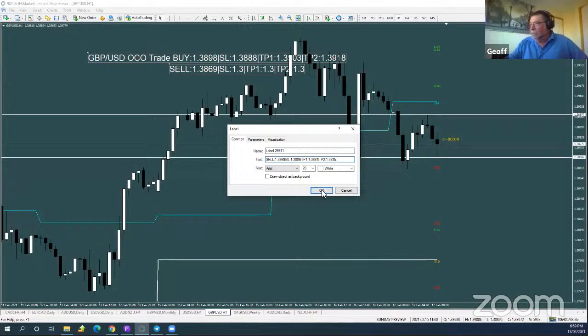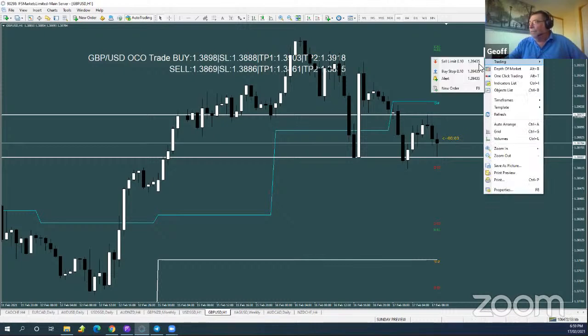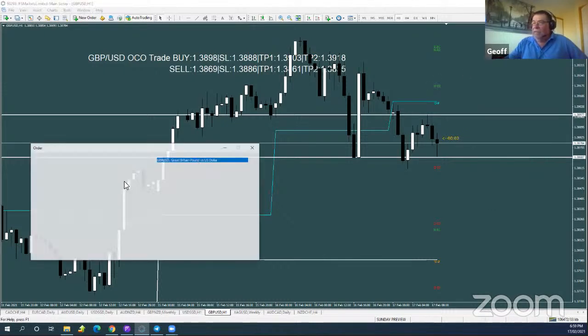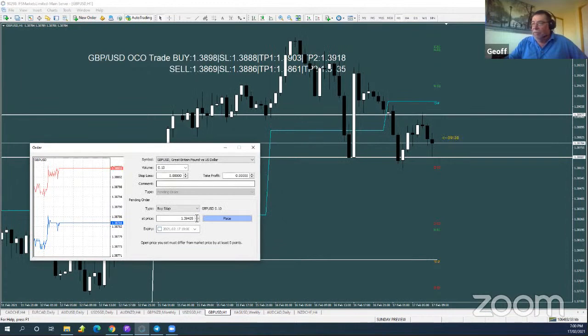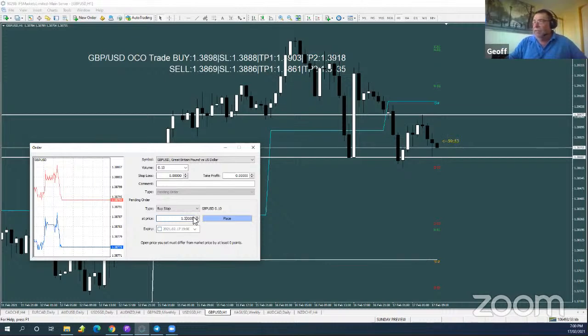Okay, and we should be getting pretty close to that being ready to go. So I'll place the long. Again, guys, if you are trading this, please do not trade it with any serious money on the table, because it is still in test phase. 1.3898 is the buy. And the stop loss is 1.3888.